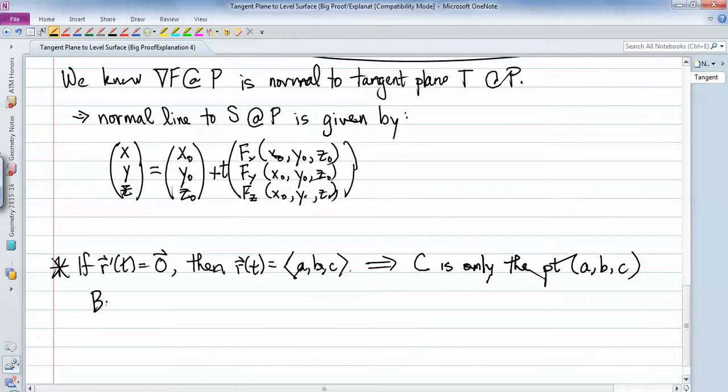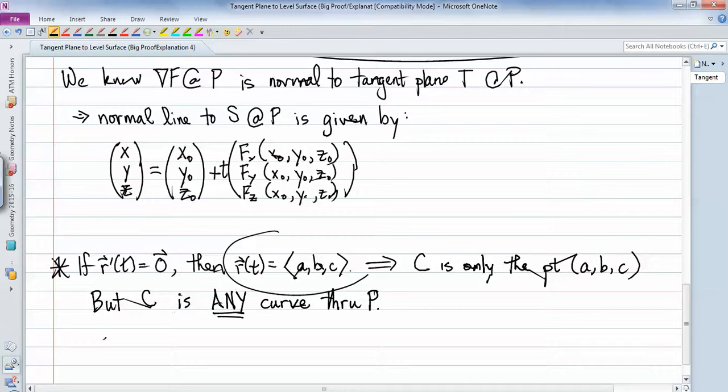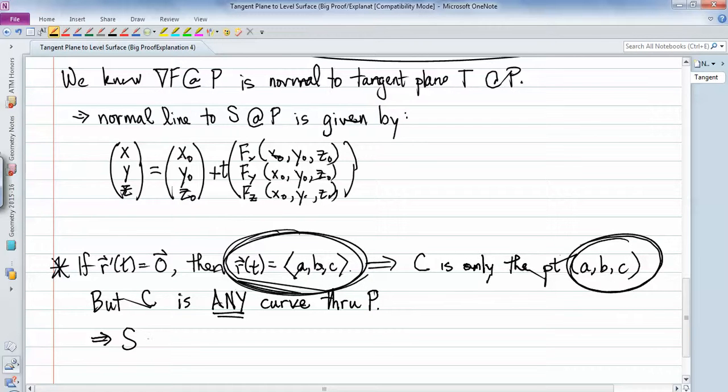Okay, but C was defined as any curve through P. Well, if the only curve through P is this one, then by this logic, the surface S would only be point P, because if C is any curve through P, and any curve through P has to be written as a constant vector, then that's the only point on your entire surface. S is only one point. And if you only get one point, then there's no tangent plane there. You can't say what's tangent at a single point when there's only one point to look at. No tangent plane.